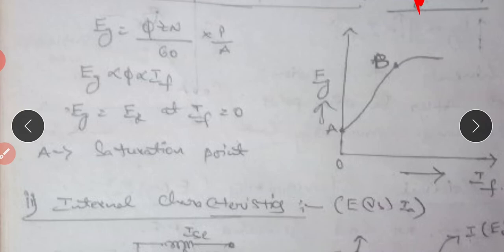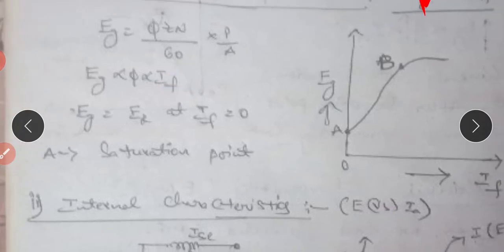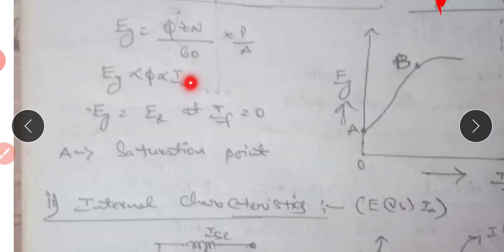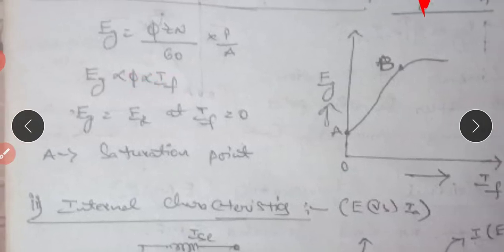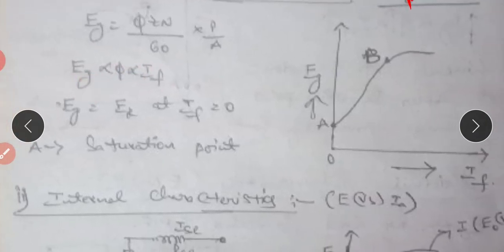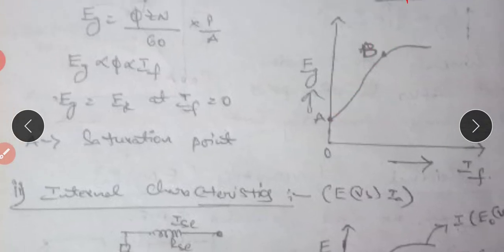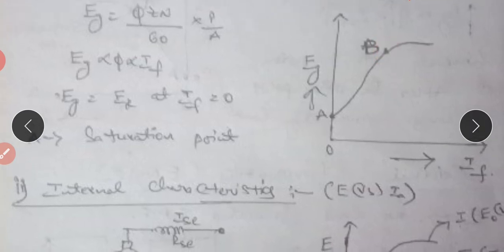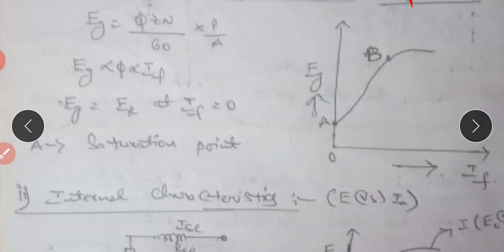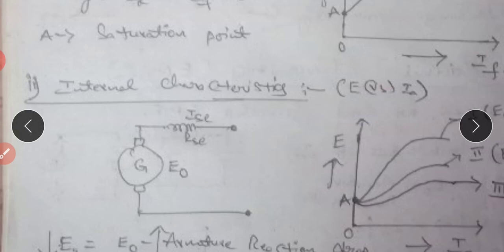So next one, by increasing the field current value, if field current increases, automatically magnetic flux increases. The generated EMF value also increases. So up to point B, here point B is the saturation point. Up to point B, the generated EMF increases linearly. After the saturation point, the magnetic flux produced by the electromagnets is constant, so the generated voltage produced by the armature is also constant. After this saturation point, the generated voltage becomes approximately constant.